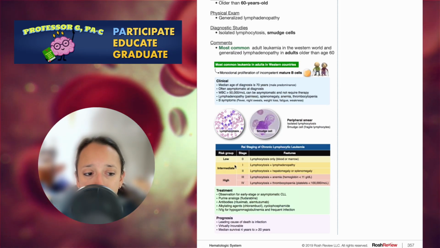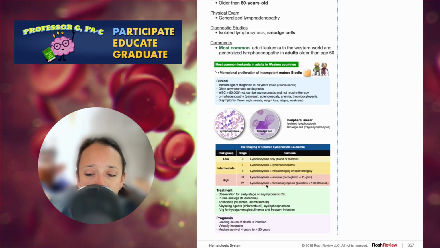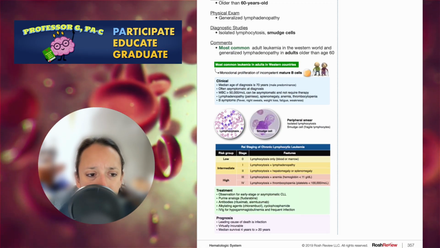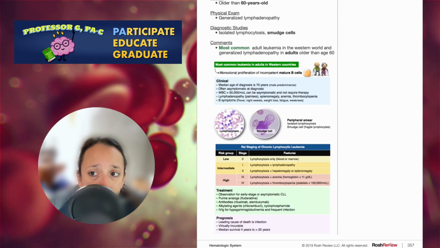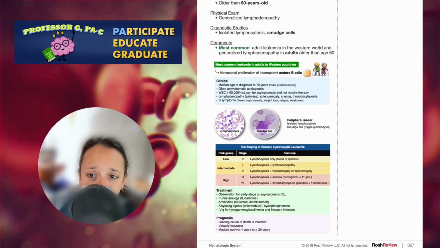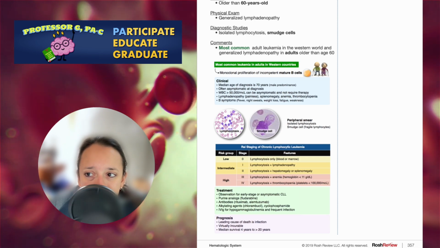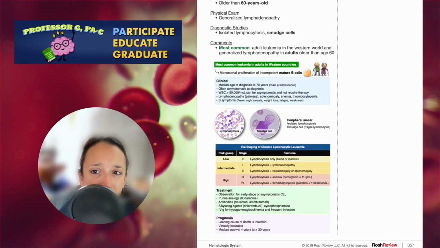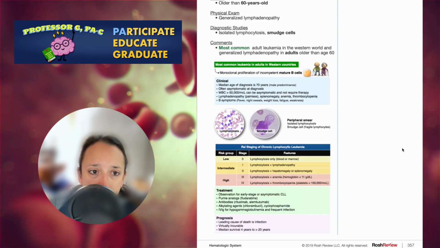Low is lymphocytosis only, intermediate is lymphadenopathy and organomegaly, and then stage 3 through 4 is going to be anemia and thrombocytopenia. Treatment really just depends on the symptoms and the stage. Many early stage patients have watch and wait therapy, whereas chemotherapy can be used in conjunction with some of the other medications. CLL has a variable course. Some patients do really well and live for decades, while others progress rapidly and transform into large B-cell lymphoma, also known as the Richter transformation.